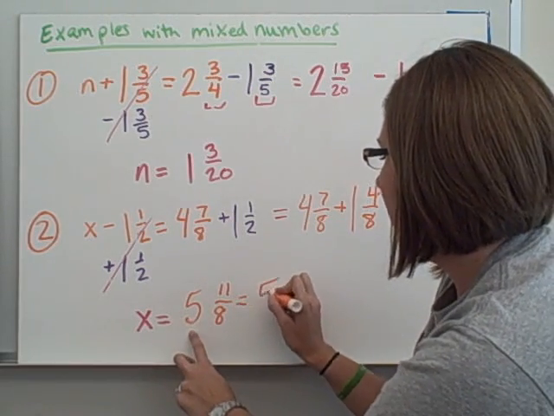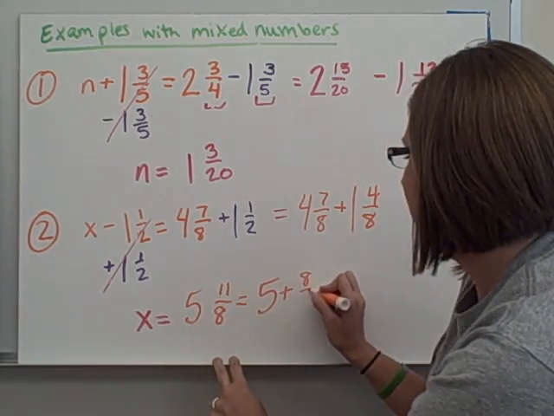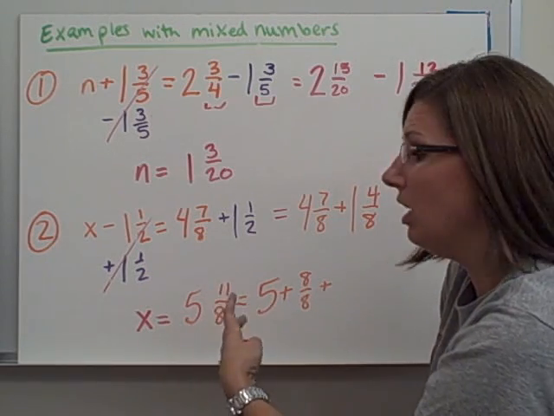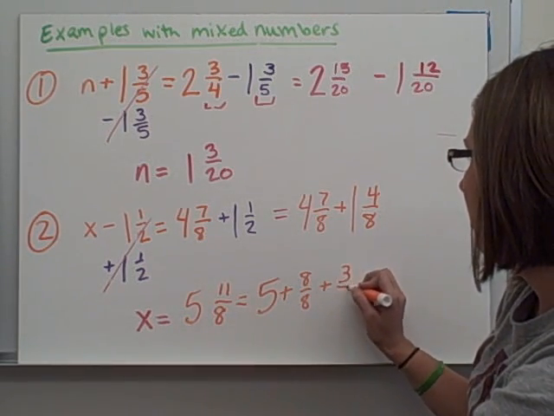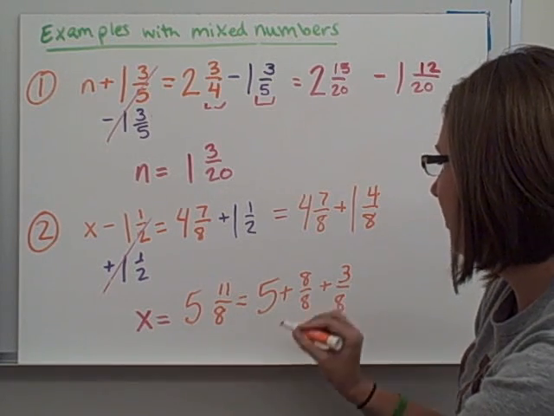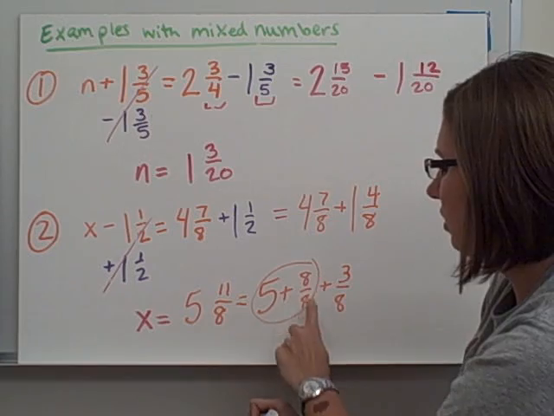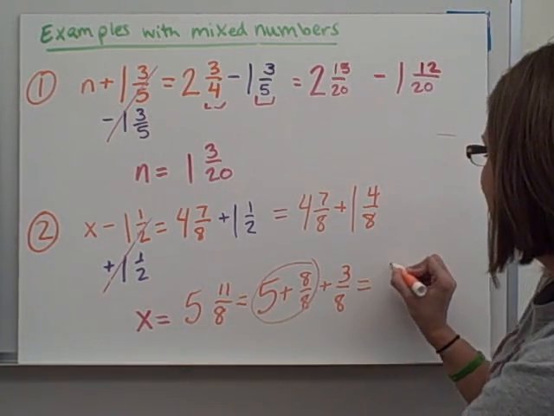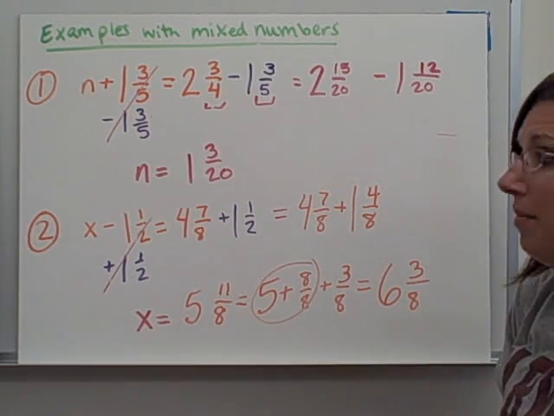So it'd be 5, and I'm going to take out 8/8, which is equivalent to 1. I'm just going to remove it from this fraction part, and then I've got 3/8 left over. And now I'm just going to combine 5 plus 1, that represents 1 whole. 5 plus 1 is 6, and 3/8 is what I have left over.